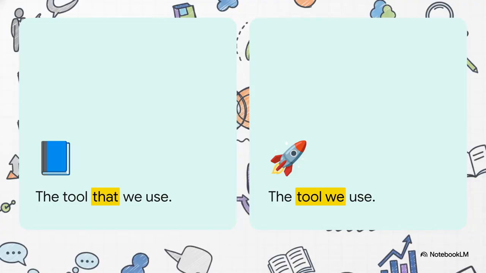Let's look at how this works in practice. On the left, we have "the tool that we use," and on the right, "the tool we use." Notice that both of these sentences are perfectly correct. But see how "we," a brand new subject, comes right after that? Because of this, that becomes entirely optional. The second sentence, "the tool we use," just flows so much more naturally in everyday business conversation. It's sharper, it's faster, and it sounds highly proficient.